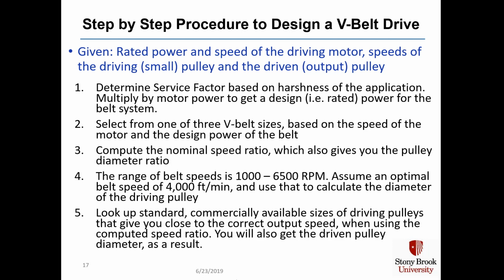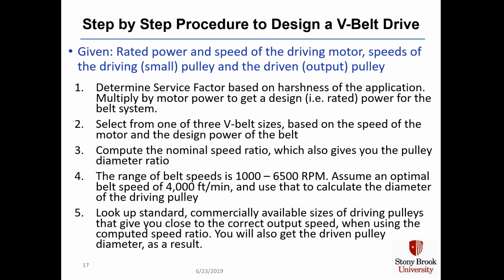Given the rated power and speed of the driving motor, and the speeds of the driving pulley, meaning the small pulley, and the driven pulley, meaning the output pulley. First, you determine a service factor based on harshness of the application, and you multiply by motor power to get a design power for the system. You select from one of 3 V-belts based on the speed of the motor and the design power.